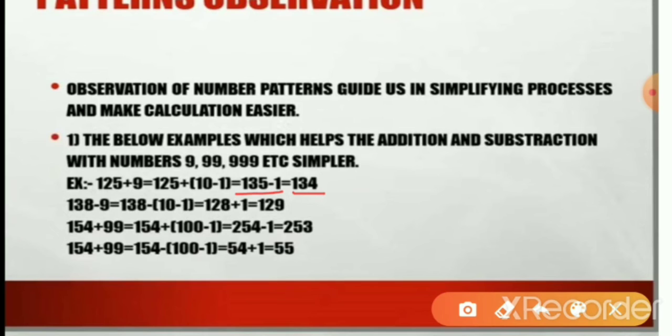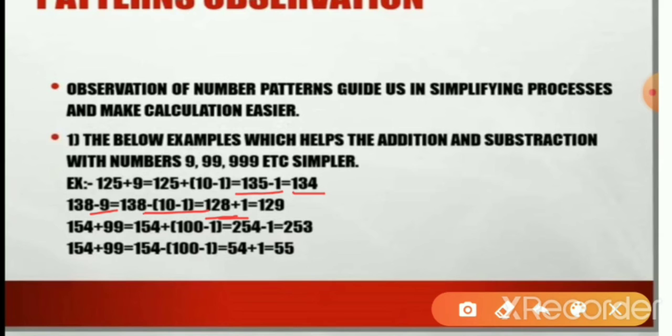Now let us look at the second question. This is 138 minus 9. So instead of writing 9, we can write 10 minus 1. First we will subtract 10 from 138. If we subtract it, we will get 128. Two minus signs together give addition, so 128 plus 1, that is 129.